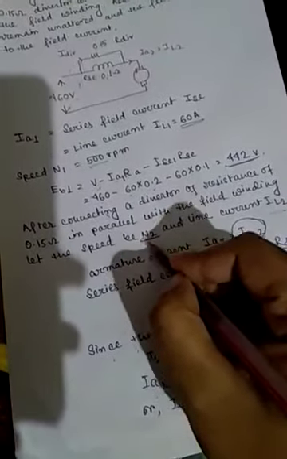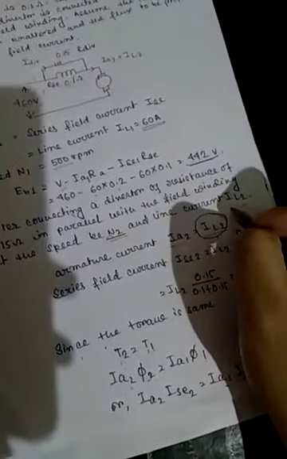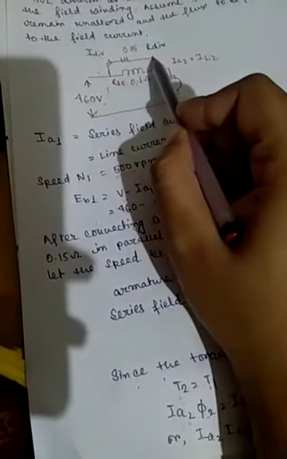After connecting a diverter of resistance 0.15 ohm in parallel with the field winding, the speed should be N2 and the line current is IL2. So we connect one diverter across the field winding, and the resistance of the diverter is 0.15 ohm. So what will be the field current then?